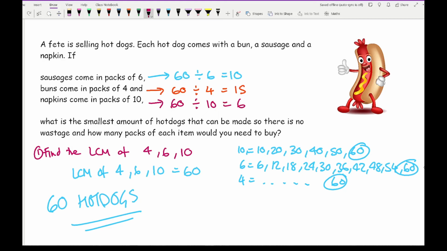So in terms of how many I will need, I'm going to need 10 packs of sausages, 15 packs of buns, and 6 packs of napkins.